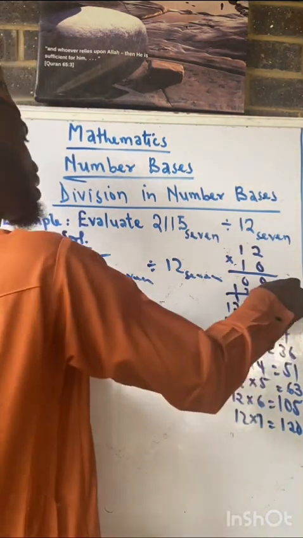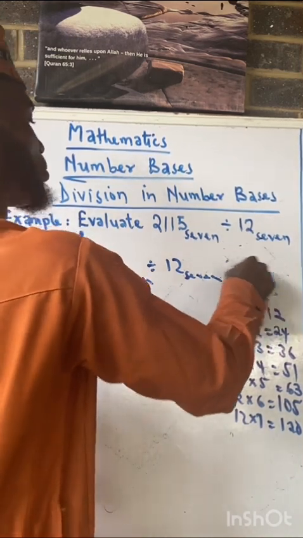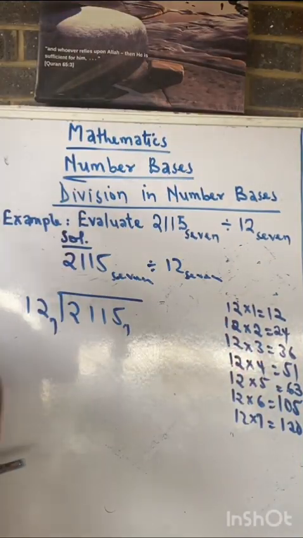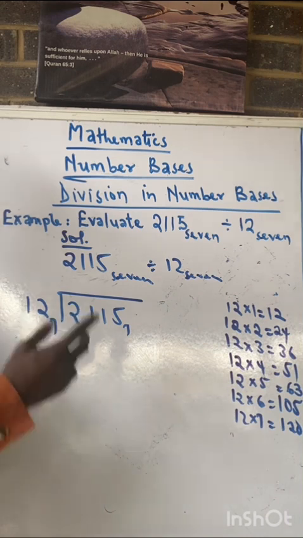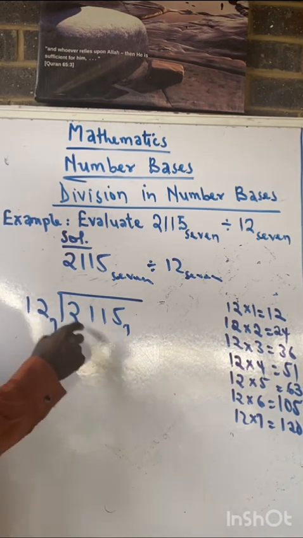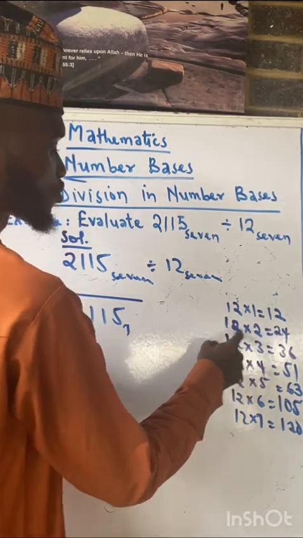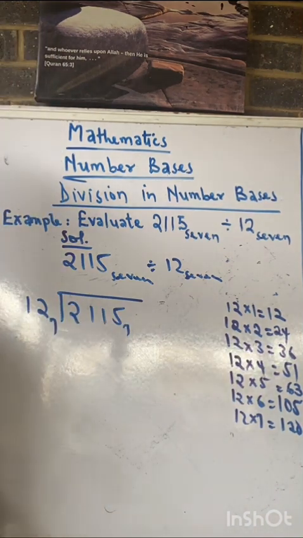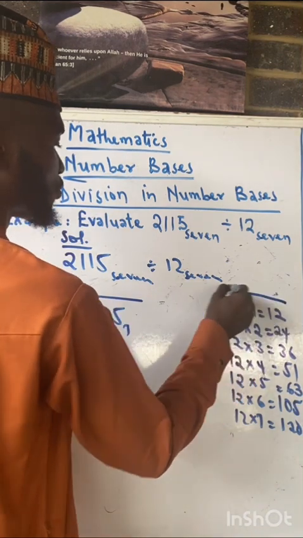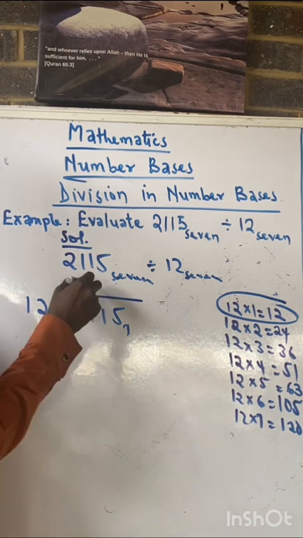So I think we can use this first. Let's stop here first, then apply it to what we need. Let's see if we still need to do more, we will do more. Now, how many 12 in 2? Impossible. Pick the first 2 digits. How many 12 in 21? Check your table. 12 times 1 is 12. 12 times 2 is 24, which is bigger than 21 already. So that means we can only go for the first one. Because this is already bigger than 21, 12 in 21 is only once.